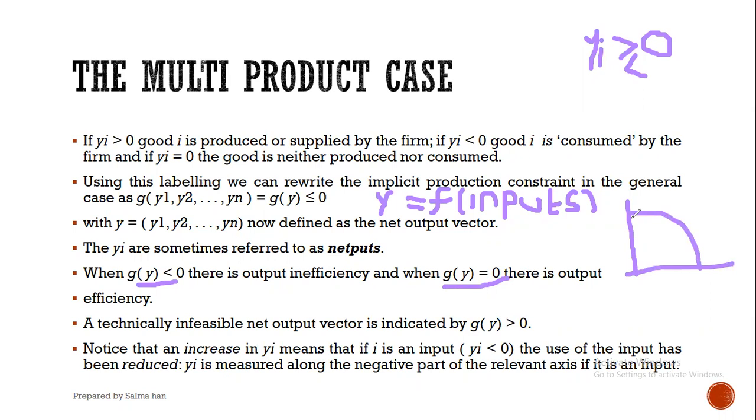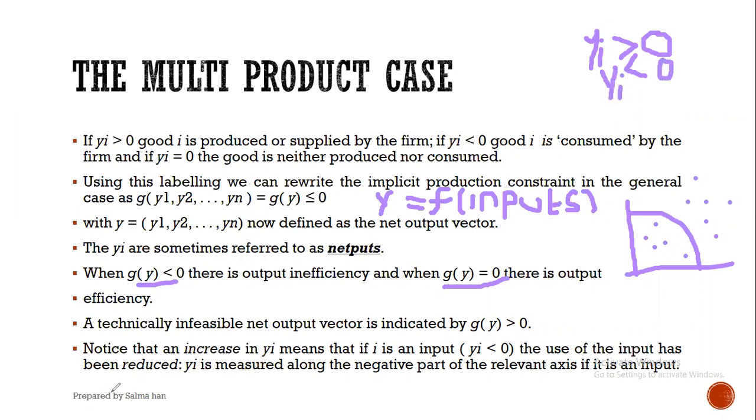This is the production possibility frontier. All the points lying above this production possibility frontier are the infeasible net output vectors. Clear? Therefore, over here g(y) is greater than 0. At this point g(y) is less than 0, and on this line g(y) is equal to 0. There, notice that an increase in yi means the following if i is an input. What do we mean by y to be an input? When the value of yi is less than 0.